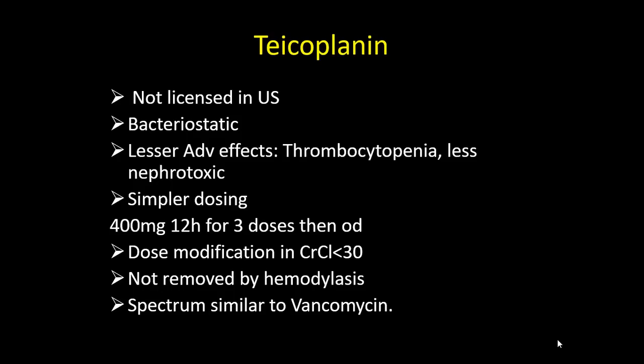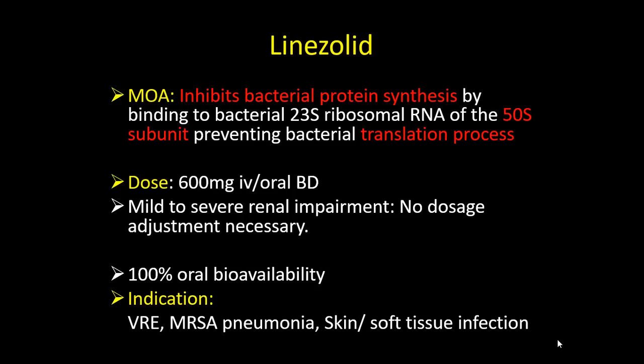Teicoplanin, not currently licensed for the US, is bacteriostatic in effect; we extensively use it for gram-positive coverage. Very few adverse effects, very rarely do we see thrombocytopenia. In our routine usage, we hardly see any additional side effects. Renal adjustment is needed. Usually we load with 400 mg 12 hourly for 3 doses followed by 400 mg OD if there is no renal compromise. Otherwise, dose modification is needed at creatinine clearance less than 30 ml per minute. Not removed by hemodialysis, and spectrum of activity is very close to vancomycin.